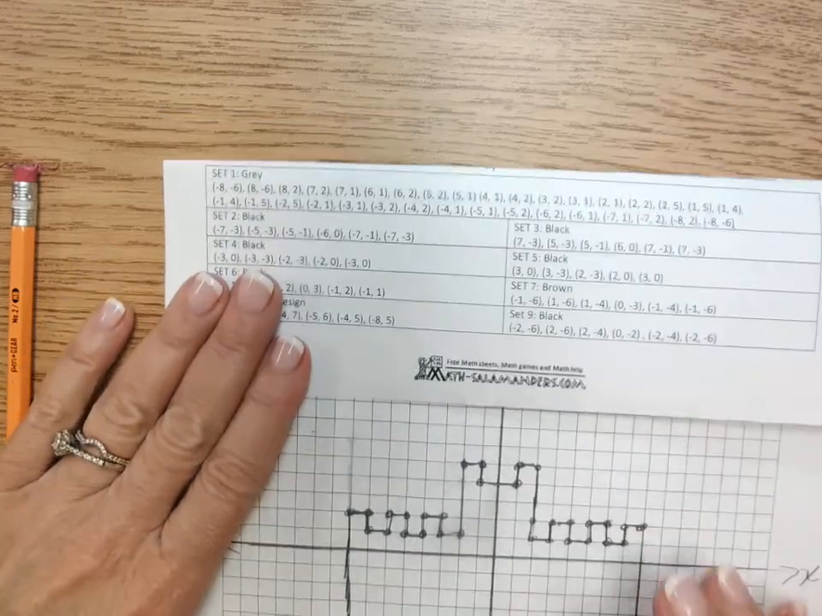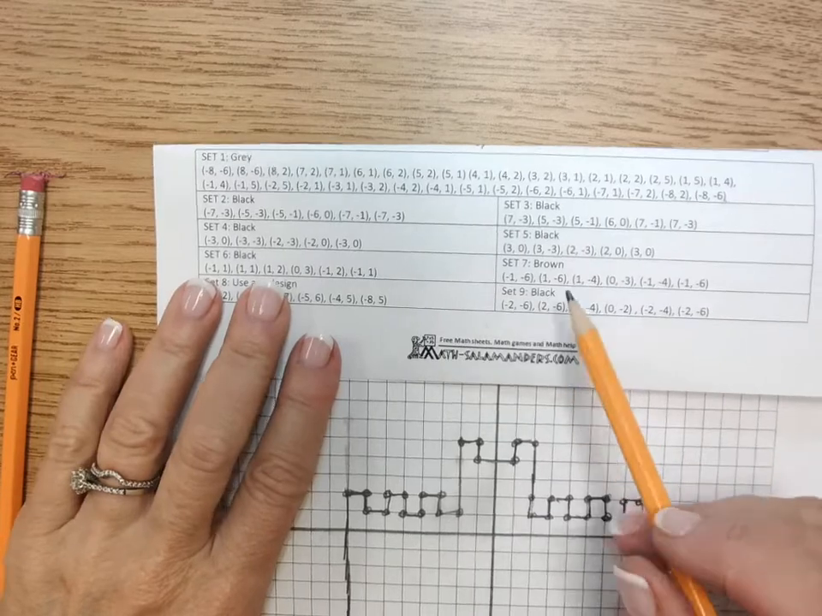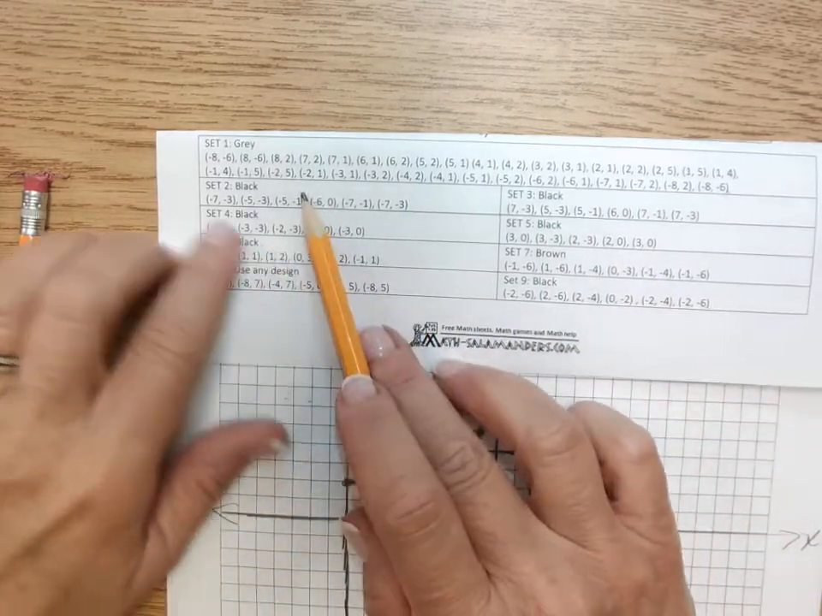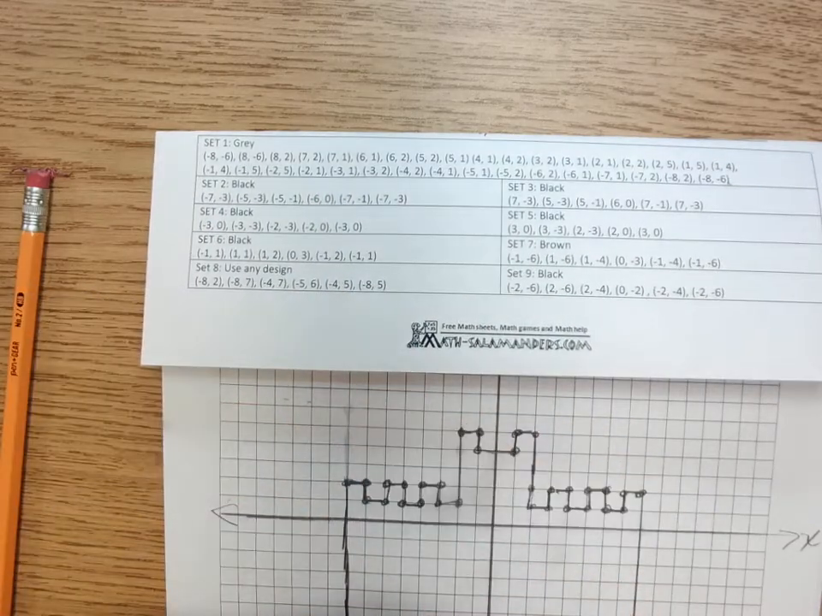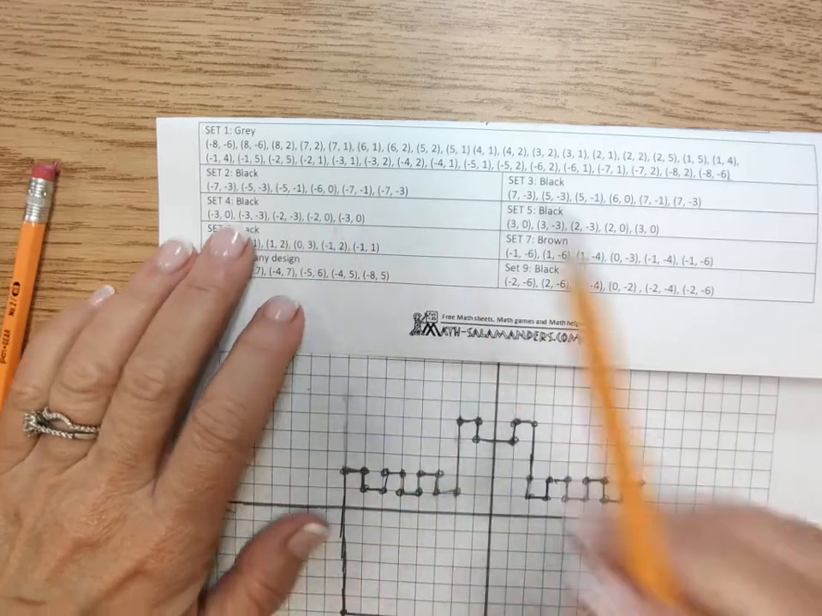All right, now on this one, it tells you what color to color. This says to color this gray. The one you're doing, you'll get to pick out whatever you want. So now it says set two. Set two means I'm going to start completely over again, and I'm going to go ahead and do what it says for set two.